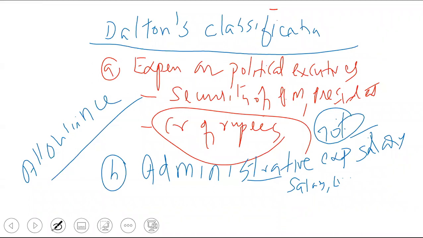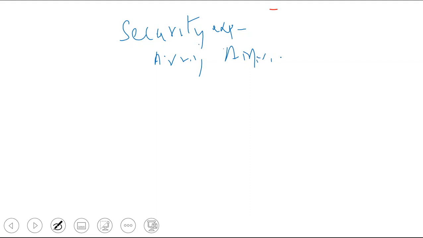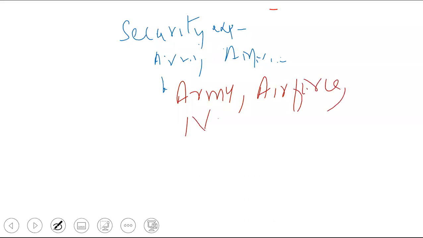Then the third one is expenditure on security. The money is spent on the Army, I don't know while writing, Army, Air Force, and Navy. These are the three wings of the Indian Armed Forces.